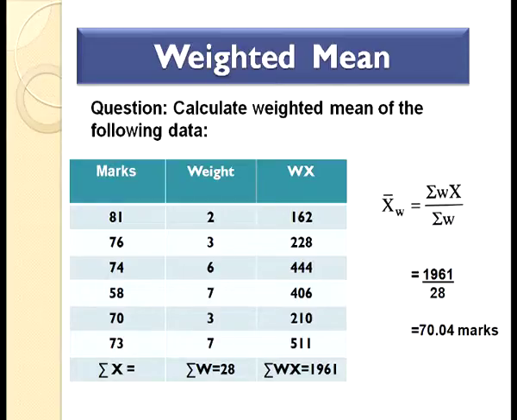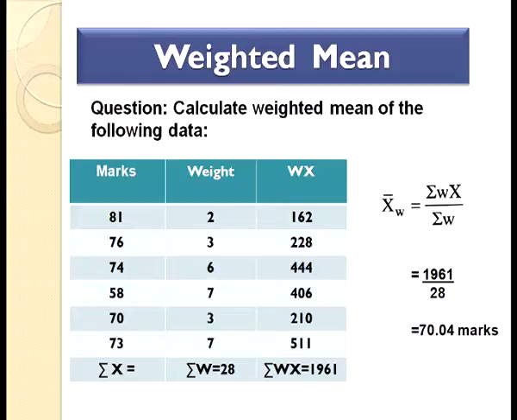We start with W very first, 2 into 81, that gives 162. Next, 3 into 76 gives us 228. Likewise, 6 into 74 gives us 444. Then 7 into 58 gives us 406. 3 into 70 gives us 210 and then 7 into 73 gives us 511. Now students, we sum up the Wx column and we get 1961. Likewise, we sum up the W column, that means the weight sum, that is 28.